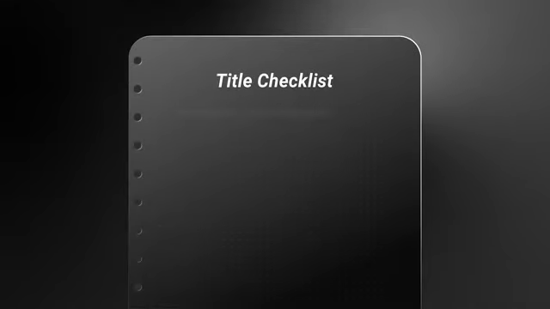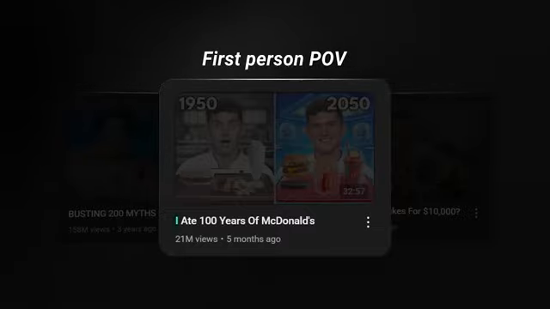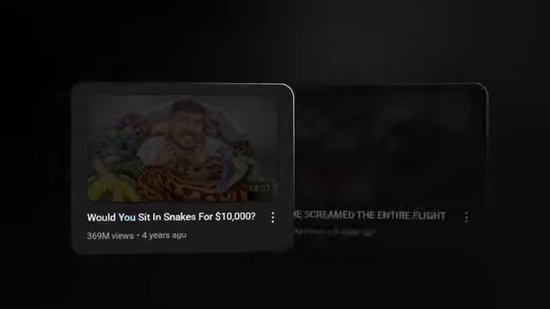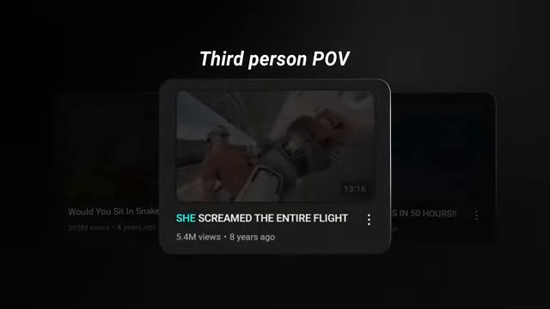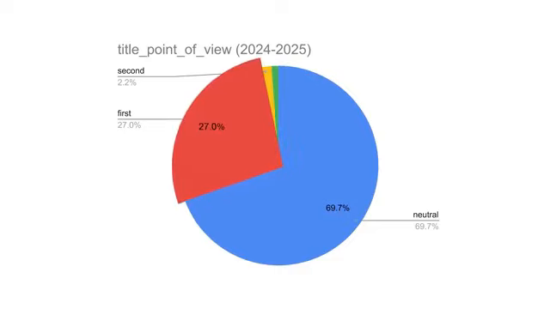Now, when it comes to point of view, you remember there's first person, which is me, I, our language, second person, which is you, your language, third person, which is they, them, he, she language, and neutral. Now, when it comes to title point of view, 69.7% use neutral language, 27% use first person language, with second and third person language being used by almost no one.